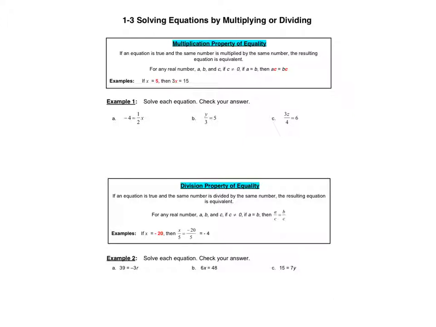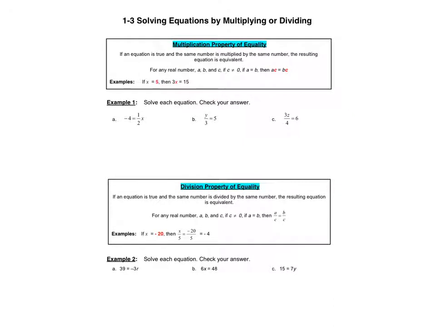In example 1a, -4 equals 1/2 times x. That 1/2 x is multiplication. So in order to get this x by itself here, we are going to need to divide both sides by 1/2. Now some people know that when you divide fractions, the real rule, instead of doing -4 divided by 1/2, you multiply by the reciprocal. You multiply by 2/1.